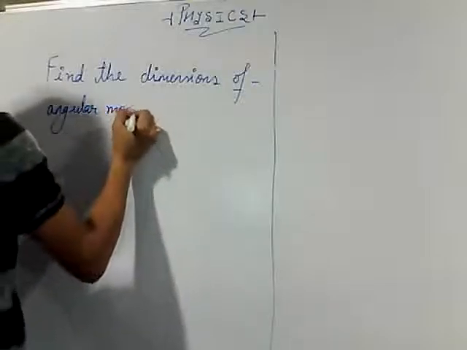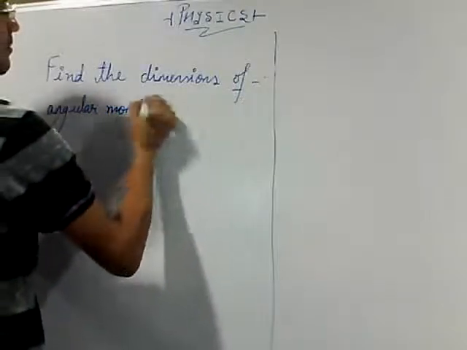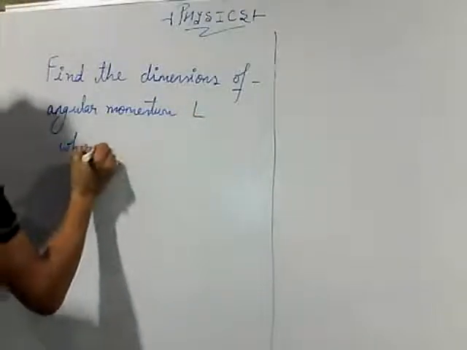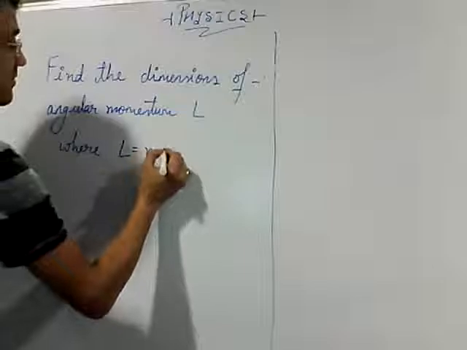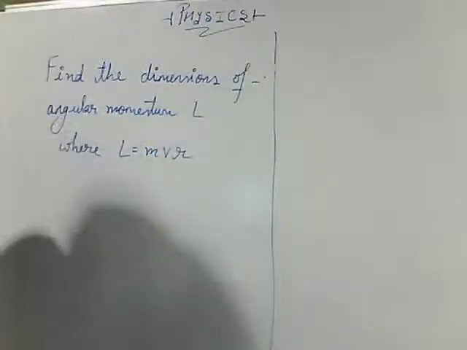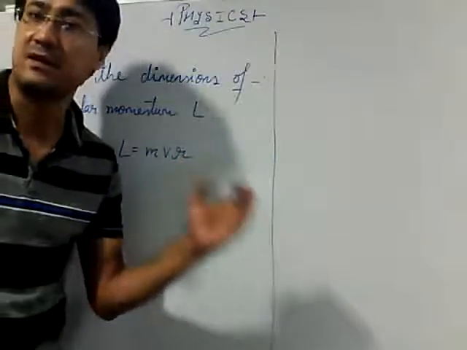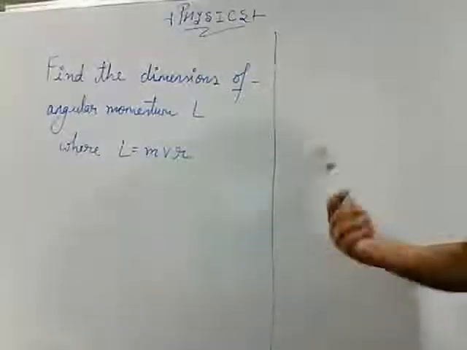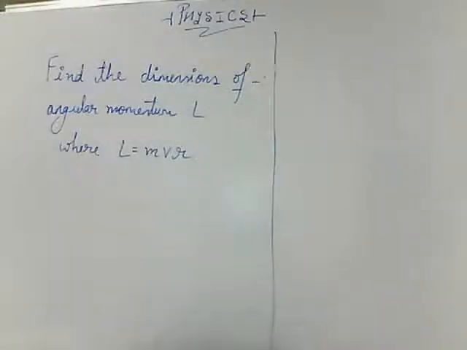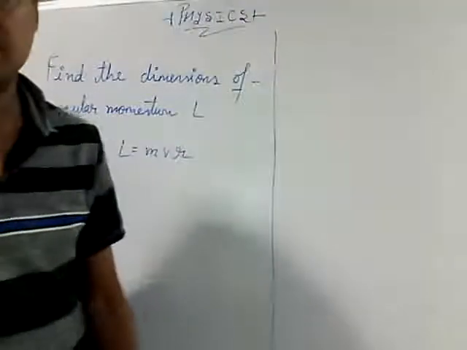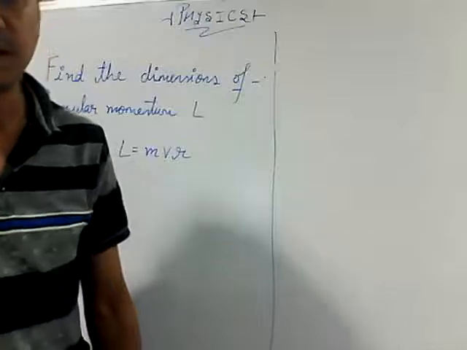Find the dimensions of angular momentum L, where L is given as mvr, where m represents mass, v represents velocity, and r represents the distance. Okay, or the radius. So L angular momentum is mvr. Quick and please find out the dimensions of angular momentum. Please be quick.